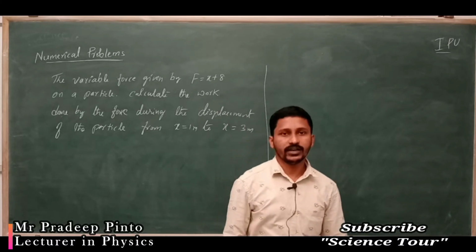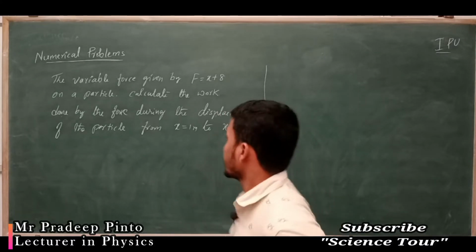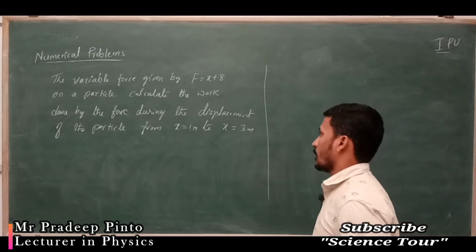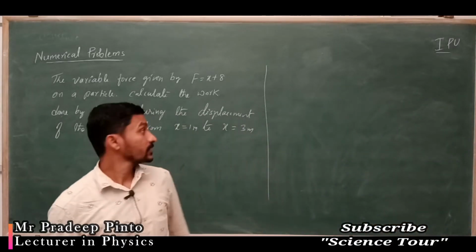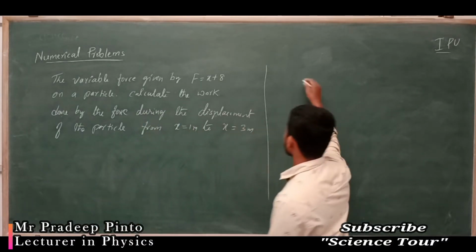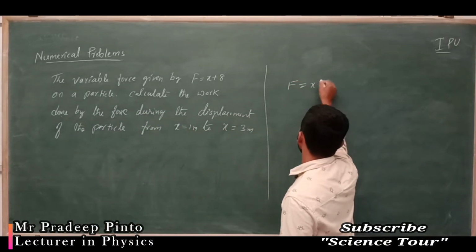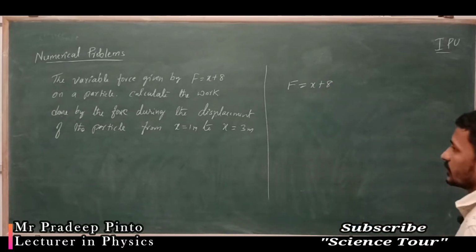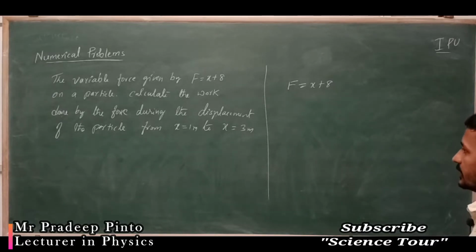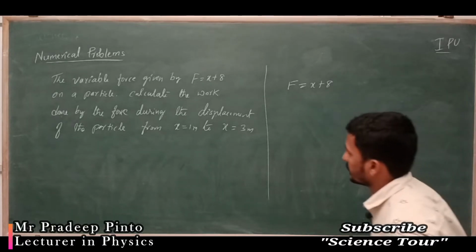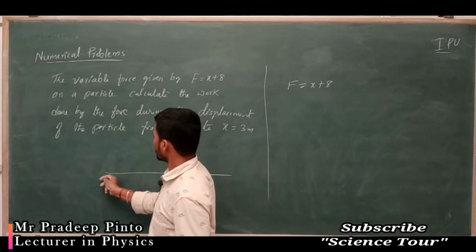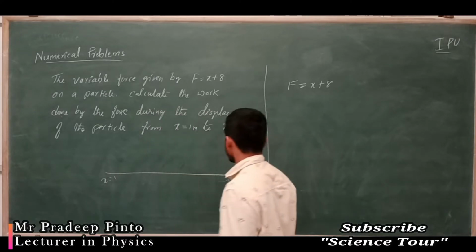So we have one more problem, which is based on variable force. The variable force is given, that is F is equal to x plus 8 acting on a particle. Calculate the work done by the force during the displacement of the particle from x equals 1 meter to x equals 3 meter.